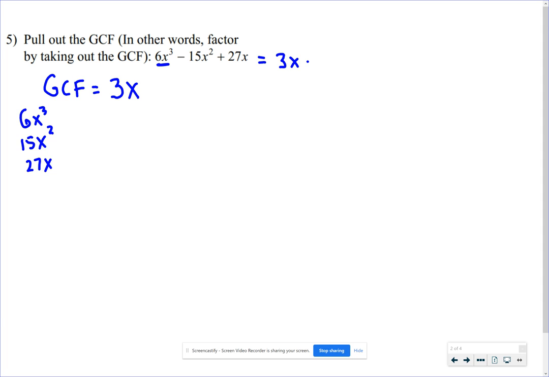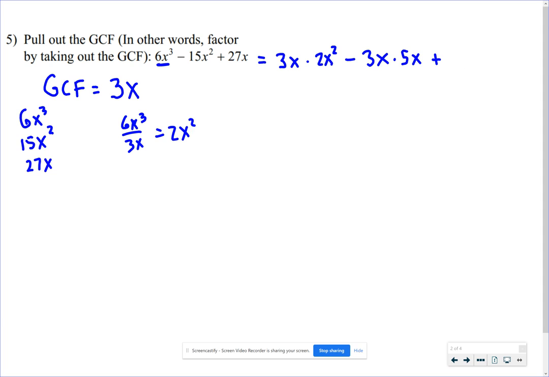So 6x to the third, if I divide it by 3x, what remains? The 2x squared. 6 divided by 3 is 2, and if I take one of the factors of x, that leaves 2x squared over here. Minus, we're going to take the second term, write it as 3x times 5x. 3 times 5 is 15, and x times x is x squared. And the last one, 27 divided by 3 is 9.